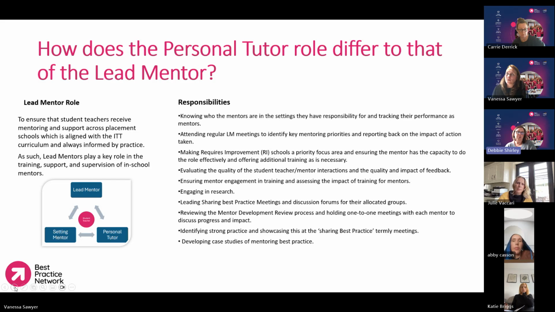And it's important to draw out the difference between the personal tutor role and the lead mentor role as well. So we have Julie on the call today, who is one of our lead mentors, and lead mentors for all of our SEND student teachers and mentors on the June cohort. So the lead mentor, the in-school mentor, and the personal tutor are part of a key set of relationships that support that student teacher in being successful.